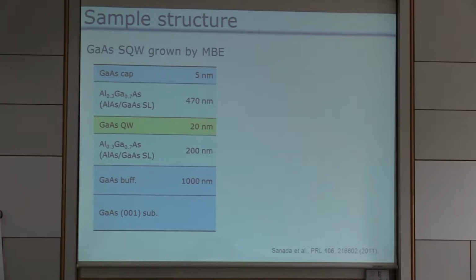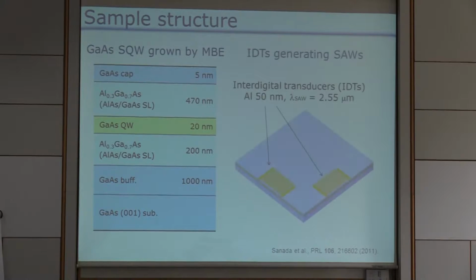So I'd like to show you our data. We use a gallium arsenide, aluminum gallium arsenide single quantum well structure with a thickness of 20 nanometers. At the top of the sample, we formed two interdigital transducers made of 50 nanometer thick aluminum. This is the wavelength.